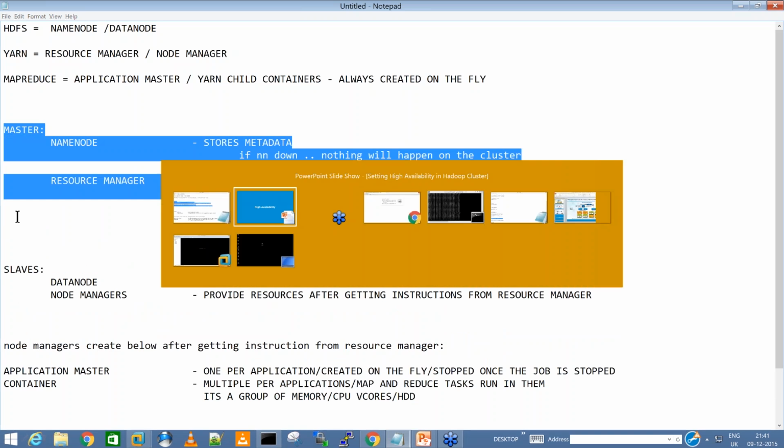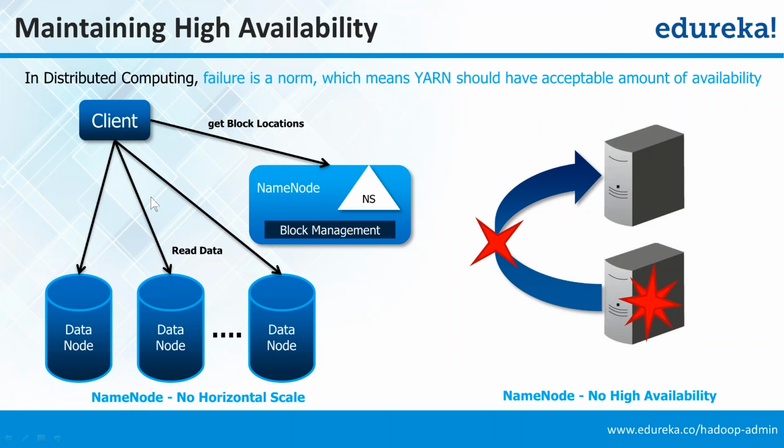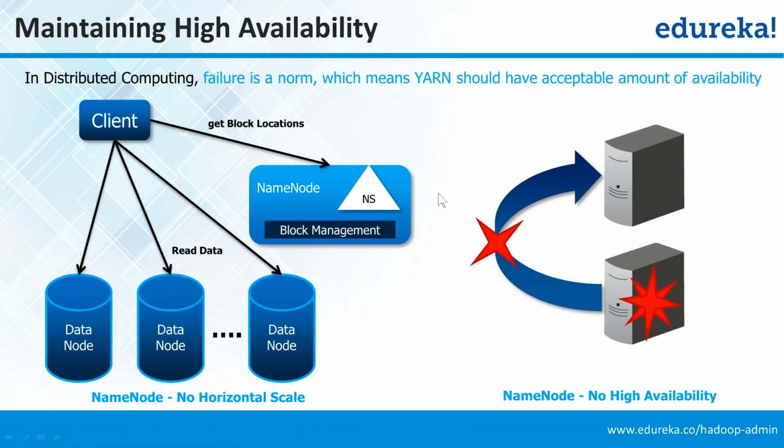So Hadoop has come up with a solution called high availability. In distributed computing, failure is a normal thing, which means YARN should have an acceptable amount of availability. Also, NameNode should have an acceptable amount of availability. If a client is running some jobs or trying to read the data and the NameNode goes down, there won't be any high availability, so it won't be able to fetch the data.